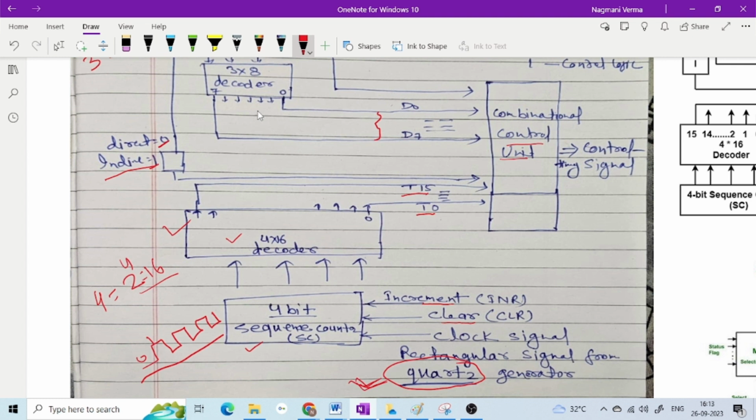So based on the 4 bits, the output will be 16 bits from T0 to T15. All of these combined go into the control unit. Now the control unit will analyze this and then send the control signal.